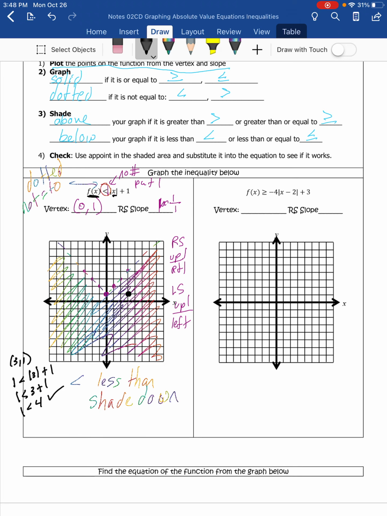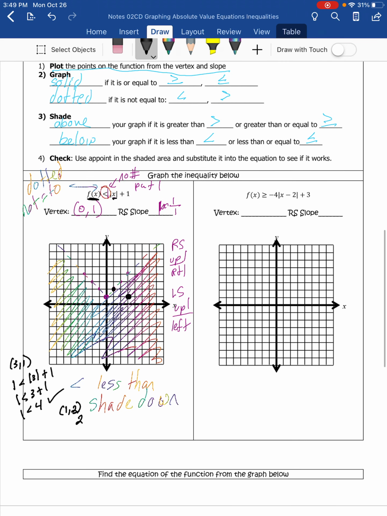Now here's the next thing, and I just want to go through this really quickly: what if I pick a point on the graph? Let me pick a point on the graph. That point right there is 1, 2. I substitute 2 in for f of x and 1 in for y. So this ends up being 2 is less than 1 plus 1, 2 is less than 2. Is 2 less than 2? Well, that's going to be a no. That point would not work because this is not a true statement. And that's why this being dotted means that any point on that line is not going to work.